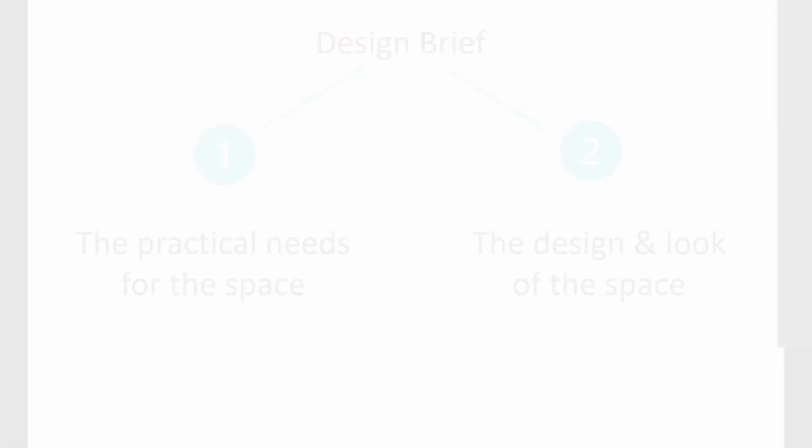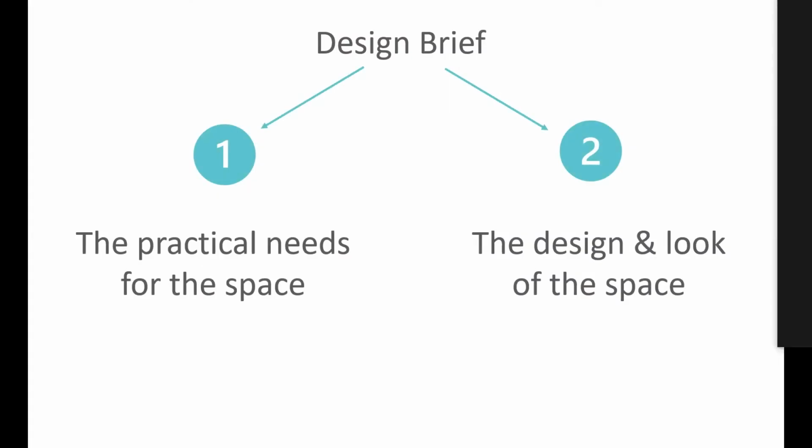So the design brief is split into two parts. Part one are the practical needs for the space. So what do you need in that space? If it's a bedroom, you need a bed, you might need some clothes storage, you might need some lighting. So what are the practical needs? What do you need to fit into that room?